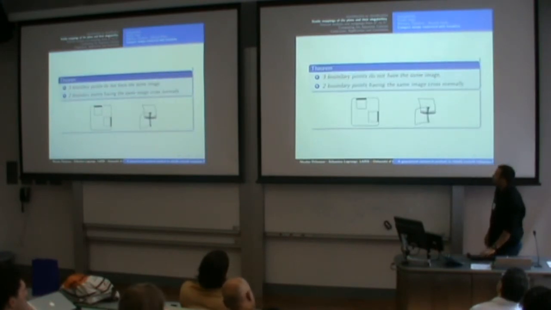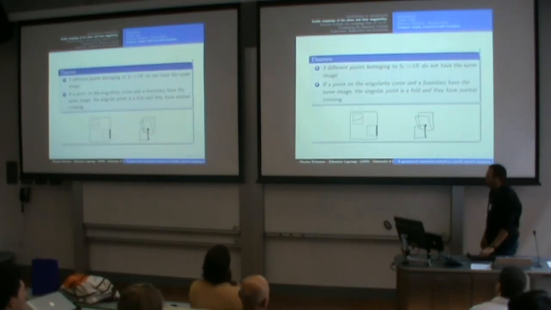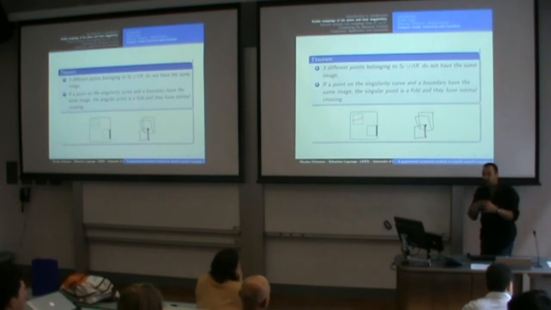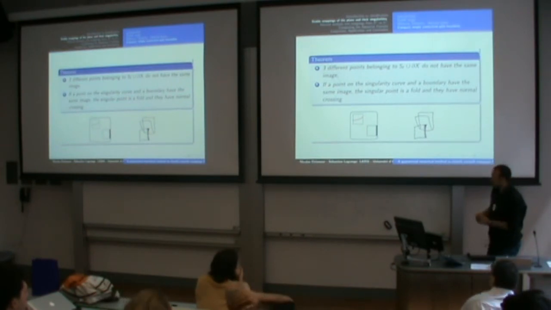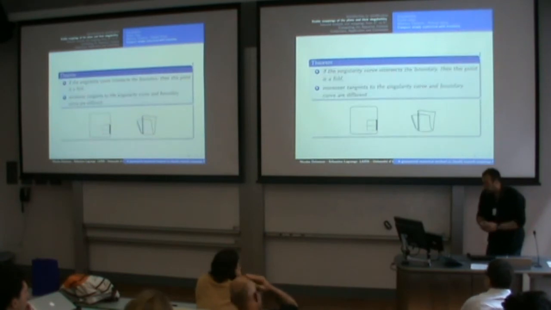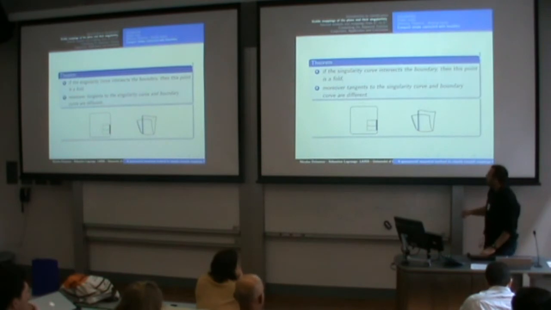So we have the same property for the boundary. Three different boundary points do not have the same image. Two boundary points having the same image cross normally also. And we can also have a theorem with a mixture of the boundary and the singular points. So, okay, also the boundary with the singular.